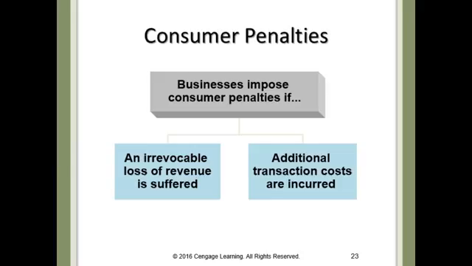Now, more businesses are adopting consumer penalties, which in essence are just extra fees that are paid by consumers for violating the terms of some sort of purchase agreement. This is just another way for companies to make sure that they are getting their guaranteed money or guaranteed profits, even if consumers do not hold up their end of an agreement.